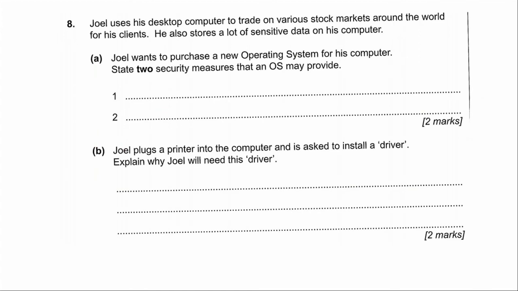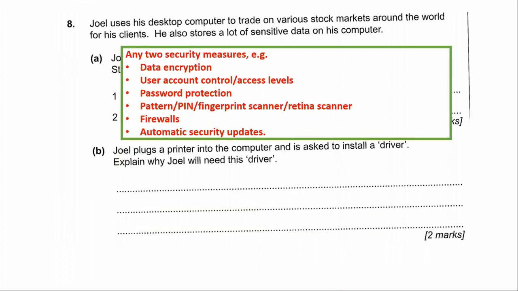So 8, Joel uses his desktop computer to trade on various stock markets around the world for his clients. He also stores a lot of sensitive data on his computer. Joel wants to purchase a new operating system for his computer. State 2 security measures that an OS provides. So you can say data encryption, you can say user account control or access levels, password protection, pattern, PIN, fingerprint scanner, and retina scanner, all acceptable answers, firewalls, and automatic security updates.